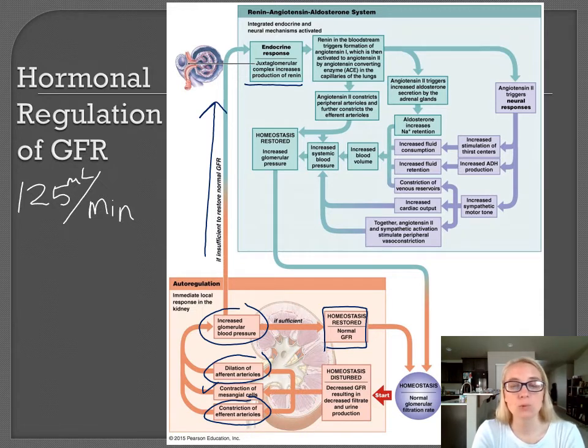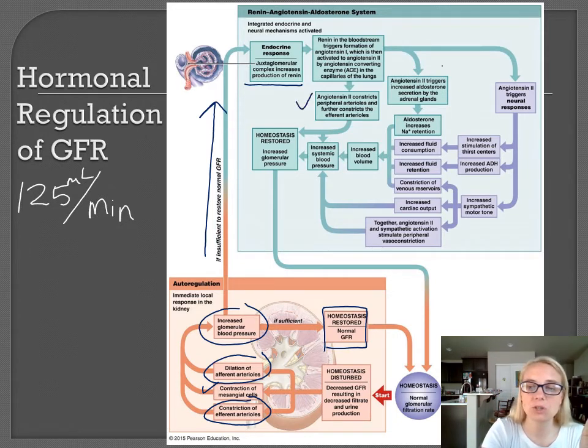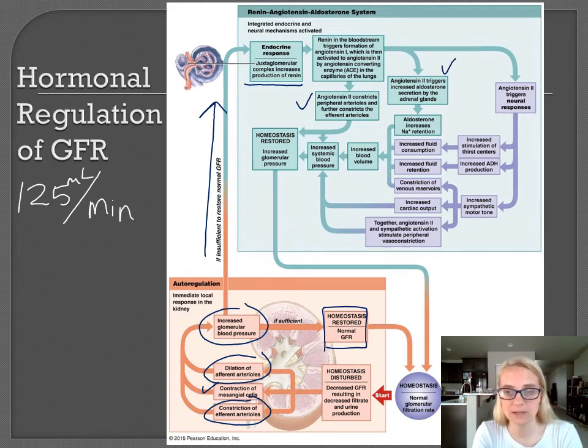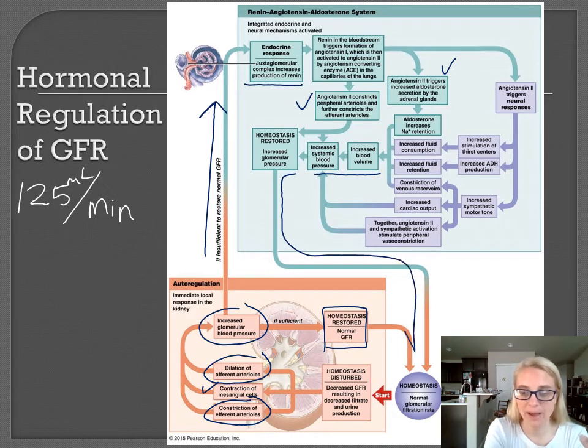but it's all the same thing. So renin triggers the conversion of angiotensinogen into angiotensin 1. The ACE in your lungs converts that to angiotensin 2. And so here we have angiotensin 2 triggering all of these things, right? So angiotensin 2 triggers aldosterone and ADH and your neural responses of widespread systemic vasoconstriction, increased consumption of water, increased blood volume, increased blood pressure, increased glomerular filtration rate back to homeostasis.